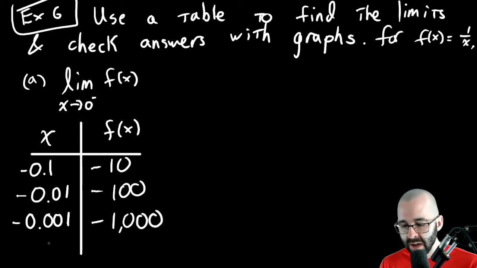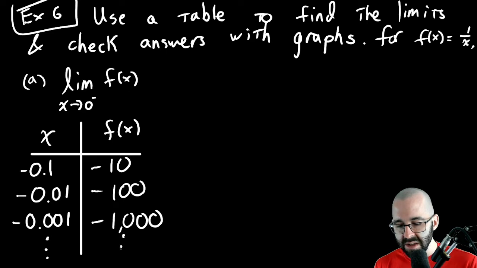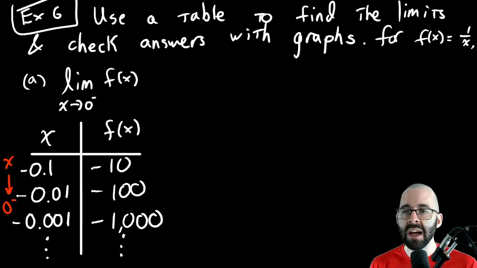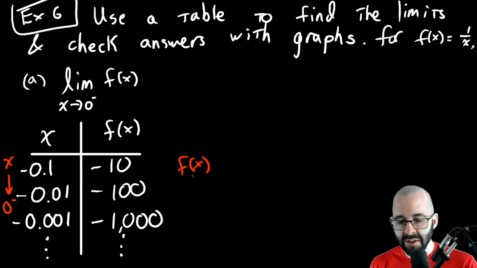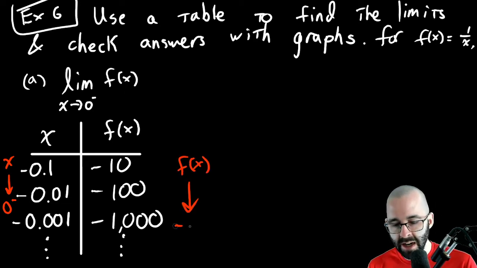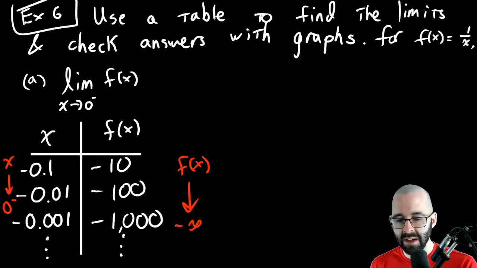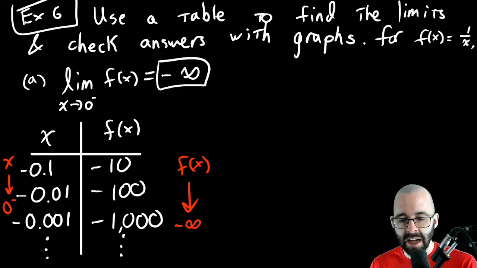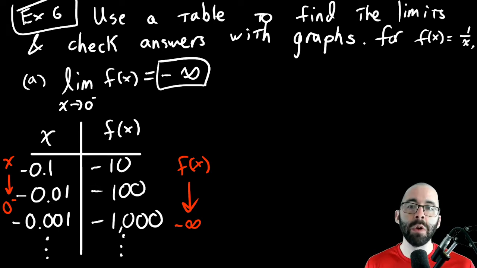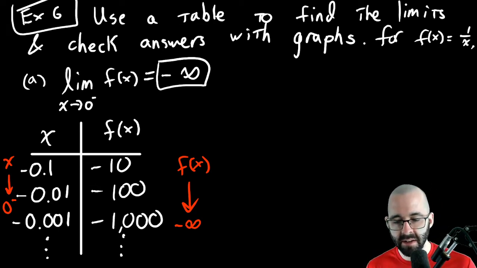And if we kept on going with this pattern, what is this function doing? As x is getting close to 0 from the left, this function is shooting down to negative infinity. Okay, so we're going to say the limit as x approaches 0 from the left of this function is negative infinity. Technically, the limit doesn't exist, but we write that it equals negative infinity.